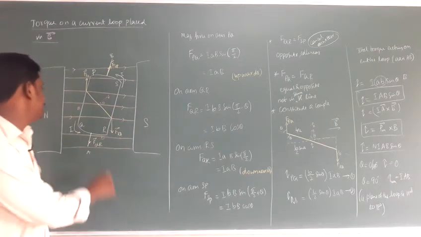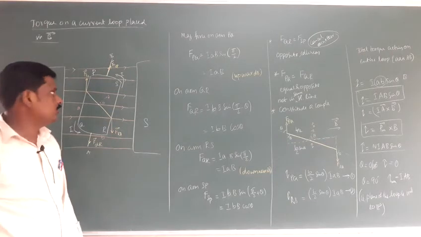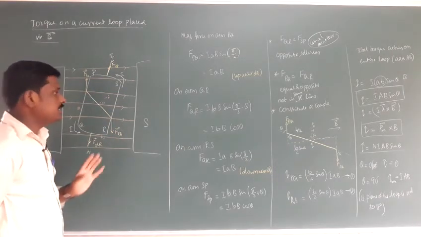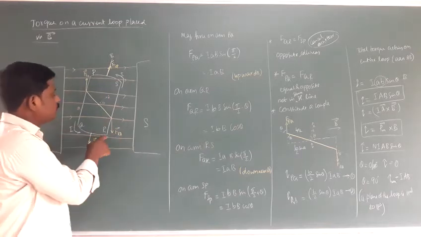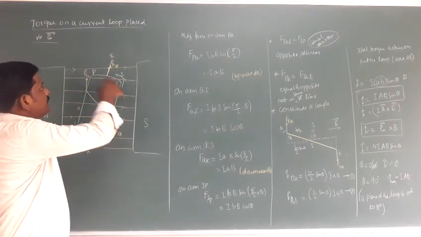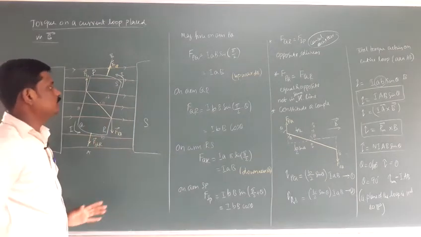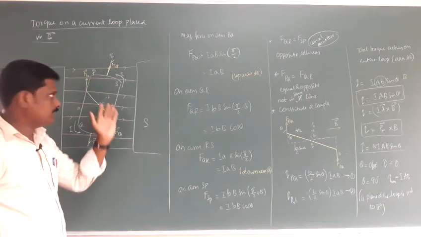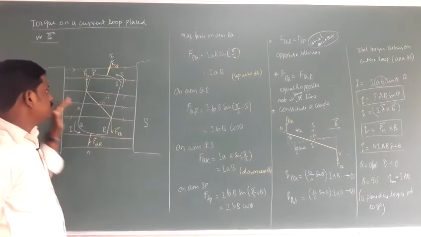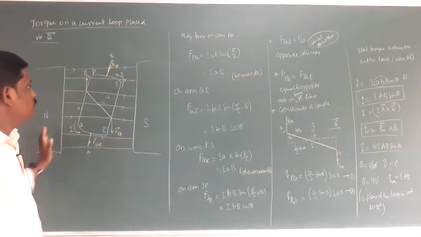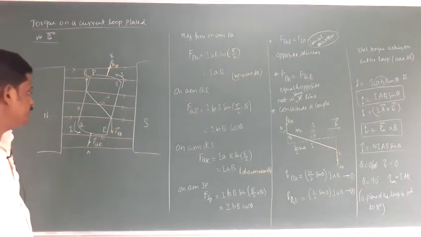In this class we are going to discuss torque on a current loop placed in a magnetic field. Consider PQRS, a rectangular loop. A and B are the two ends. The current flows from P to Q, Q to R, then R to S, then S to P, like a closed loop. This current-carrying rectangular loop is placed in a uniform magnetic field, which is obtained from two bar magnets or whatever it may be.